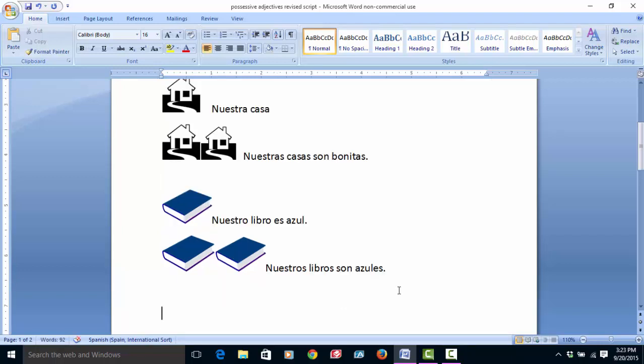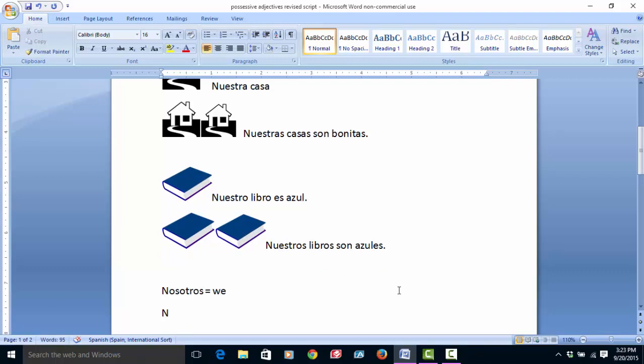All right, so we have a couple of problems that happen when students try working with this one. First, they confuse the word nuestro with nosotros. And if you remember, nosotros is the subject pronoun that means we. So we can't say nosotros libro because that means we book. And we can't say that. It doesn't make any sense. So you want to make sure that you are using nuestro instead of nosotros.